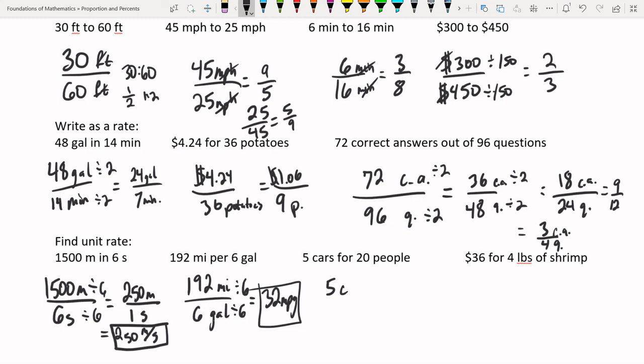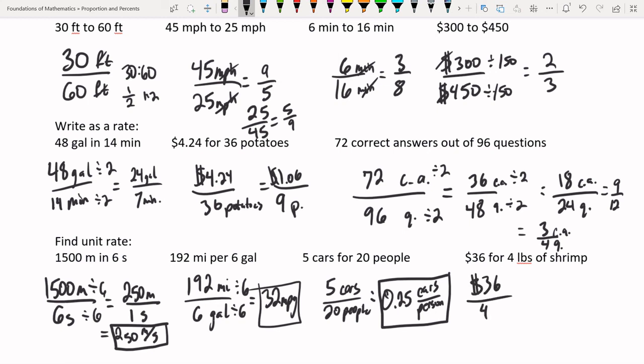5 cars for 20 people. Using your calculator, you're going to get 0.25 cars per person. So see, I've changed the word from people to person because we only have 1 in the denominator, so it's going to be per person. So each person gets 1/4 of a car. That's kind of a weird one. I don't think you could see that really in real life.